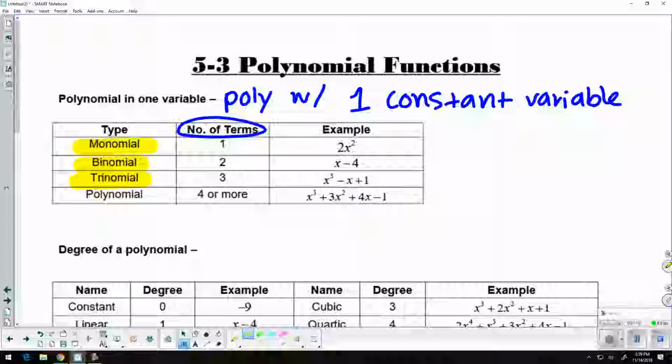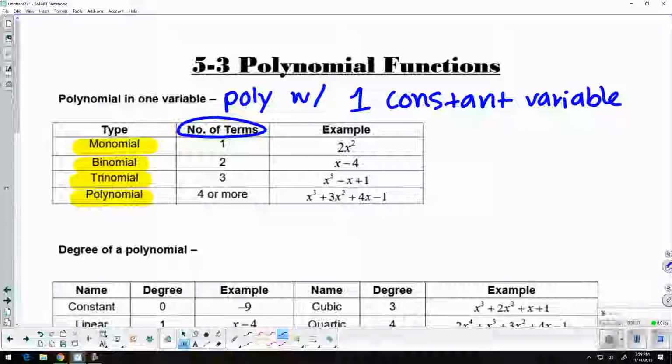Trinomial means you have three terms, so tri means 3. As an example, x cubed minus x plus 1. Again, there's three separate terms. And then if it's 4 or more, then we just say that it's a polynomial. There's really no special name if there's going to be 4 or more terms. It's just simply polynomial and that's it. So mono for 1, bi for 2, tri for 3, and then polynomial if there's 4 or more terms.